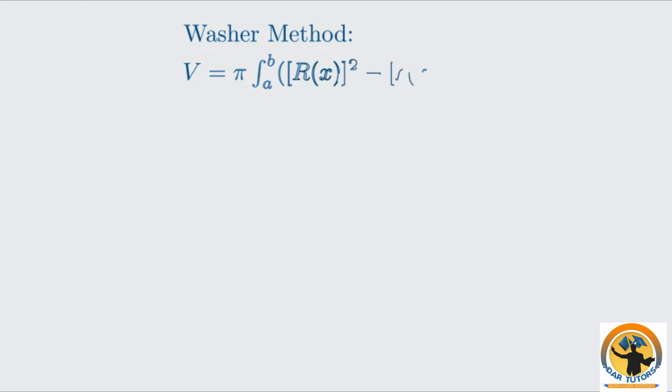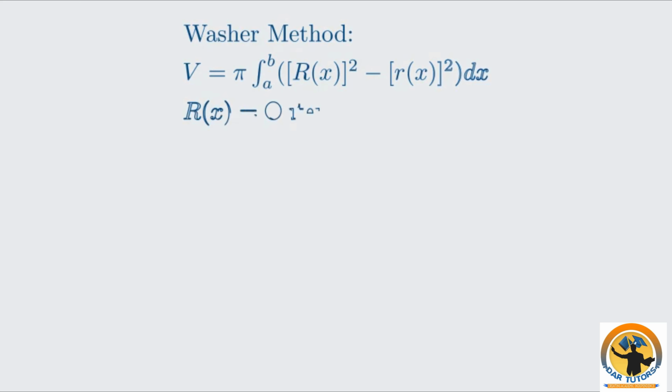Now let's look at the washer method, which is used when the solid of revolution has a hole in the middle. The formula is V equals pi times the integral from a to b of the outer radius squared minus the inner radius squared dx.